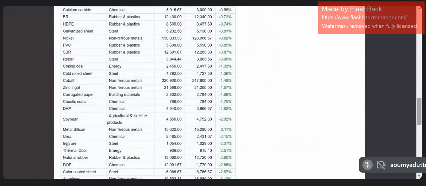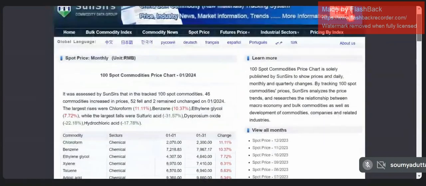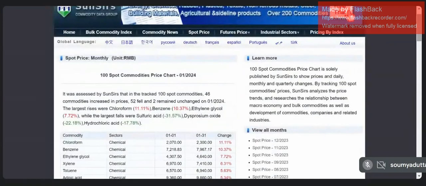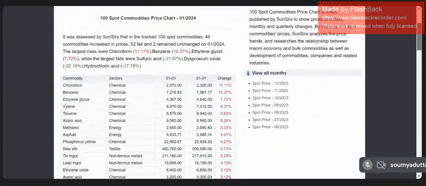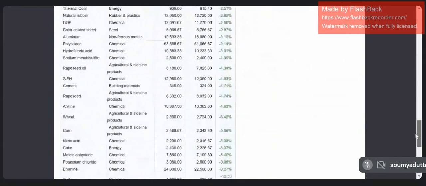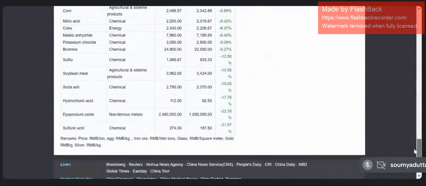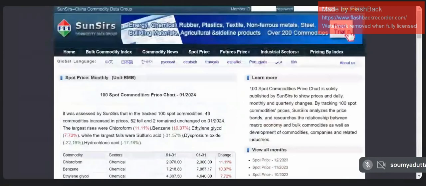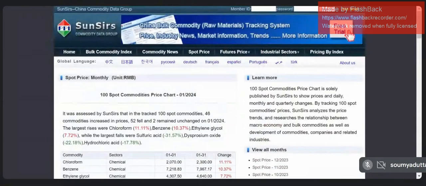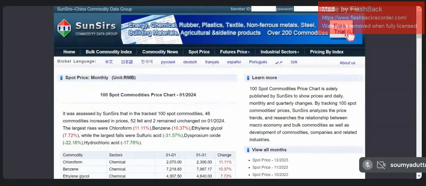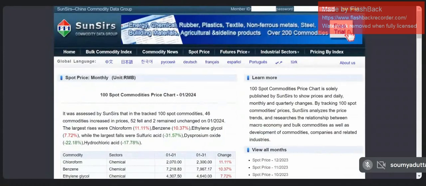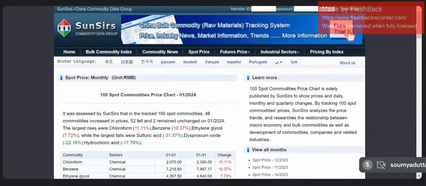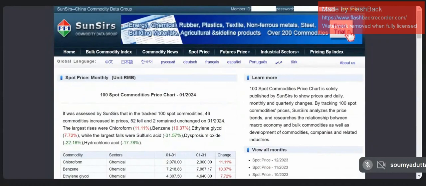So like this. You just need to go to this website once a week or every 2 weeks, log in and see what commodities are going up. What is the name of this site? SUNSIRS. Okay, the commodity file I found. The other file was of the companies which depend on commodities.